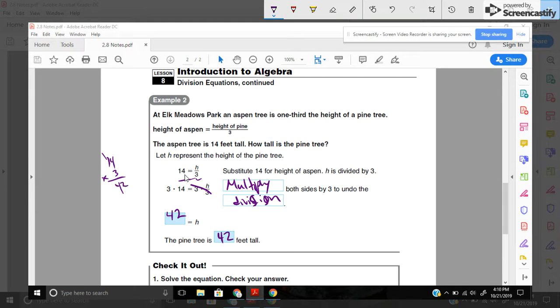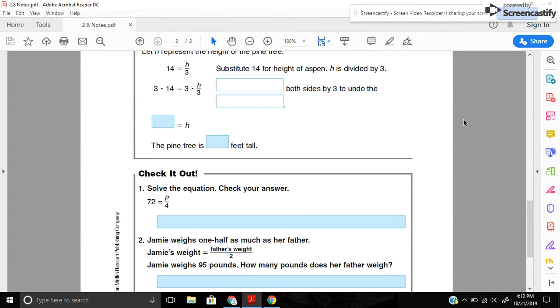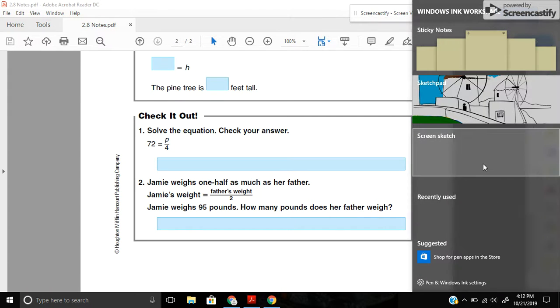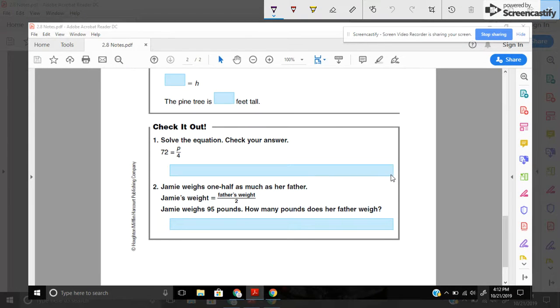All right. Next, why don't you go ahead and pause the video and try the two check it out problems to see what you come up with. In this one, I would multiply both sides by 4. This cancels, and 72 times 4 is 288.